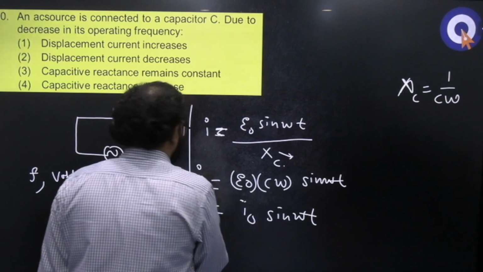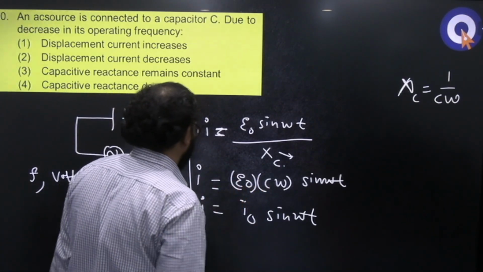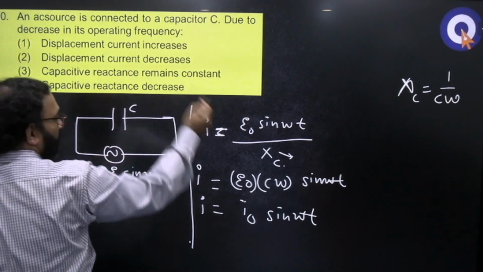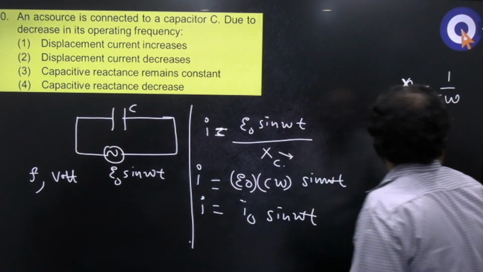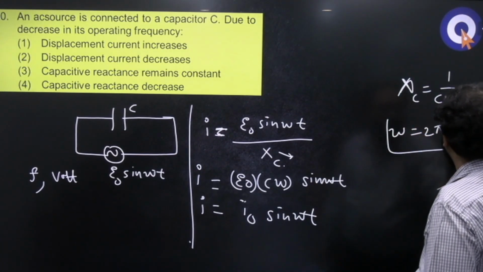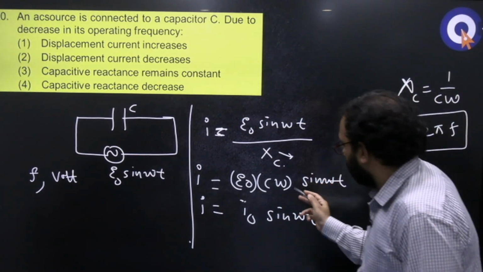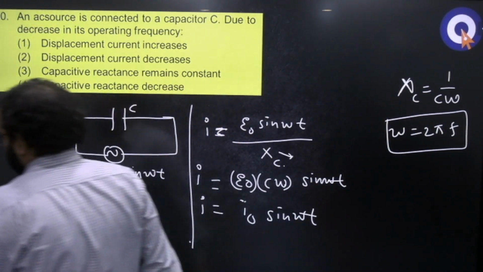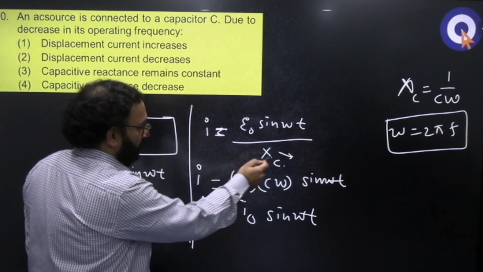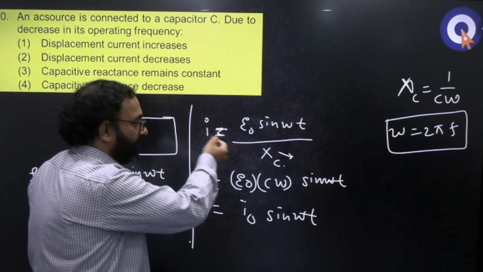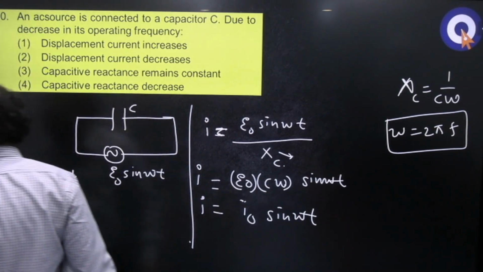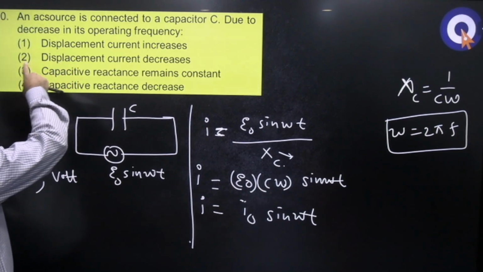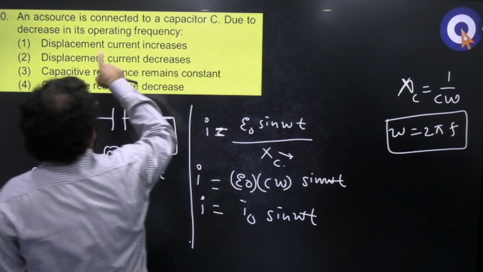So here this is the current. What happens to the displacement current when omega increases or decreases? The operating frequency omega is 2 pi f. When the operating frequency f increases, omega increases. When omega is increasing, what happens to the current? That is the question. Capacitive reactance and current are inversely related. When capacitive reactance increases, current decreases. So which option is suitable? You can clearly show displacement current decreases or displacement current increases.